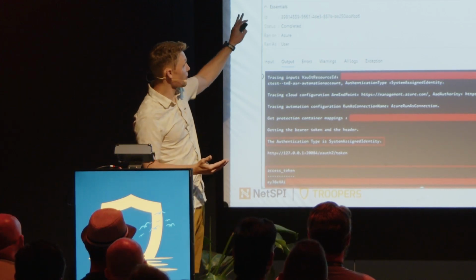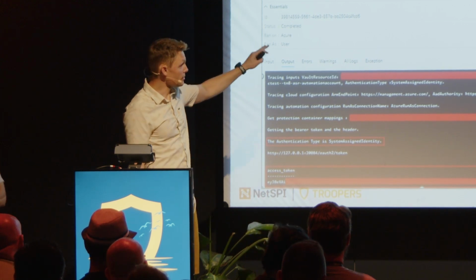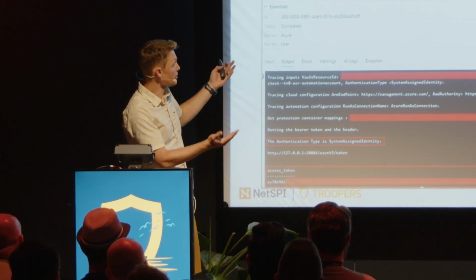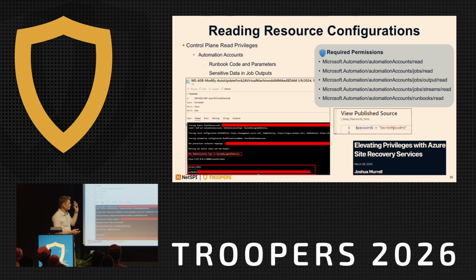We can read that runbook code with these read permissions, and you've got your hard-coded credentials right there. Parameters are not meant to be used for credentials, but we often see the runbook parameters being used to store credentials, API keys, things like that. And then when you run these runbooks, you get jobs, and those jobs have outputs.